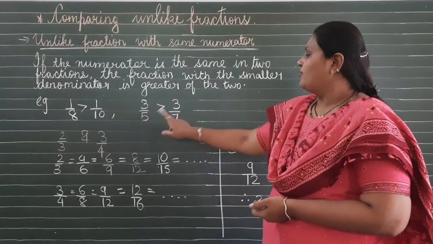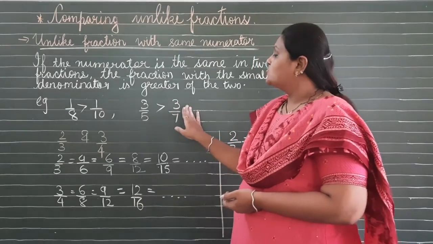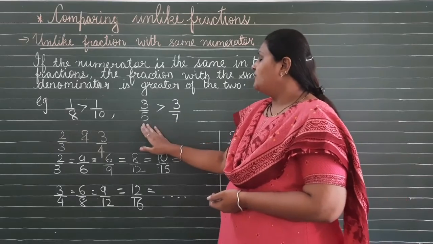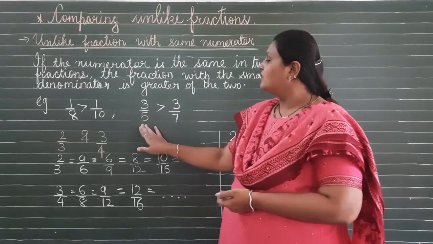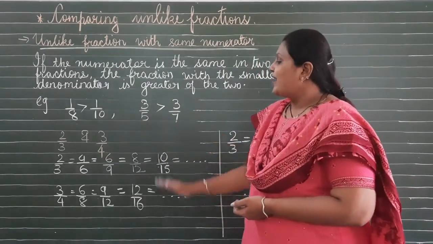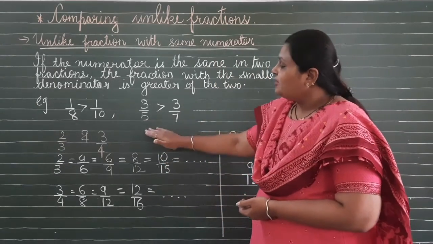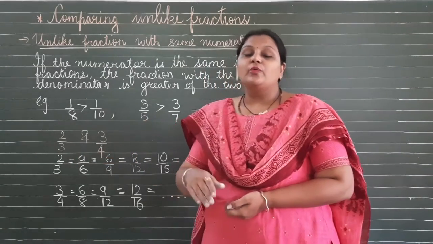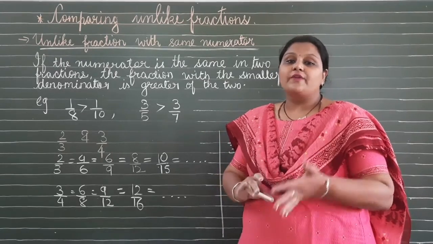Similarly, 3 upon 5, 3 upon 7. Here numerators are same. So we'll see the denominator. 5 and 7. The denominator which is smaller is the greater number actually. So here 3 upon 5 is greater than 3 upon 7. Now we know how to compare same numerators, but whenever numerators are different, what we should do? We have to do equivalent fractions for the given fraction.